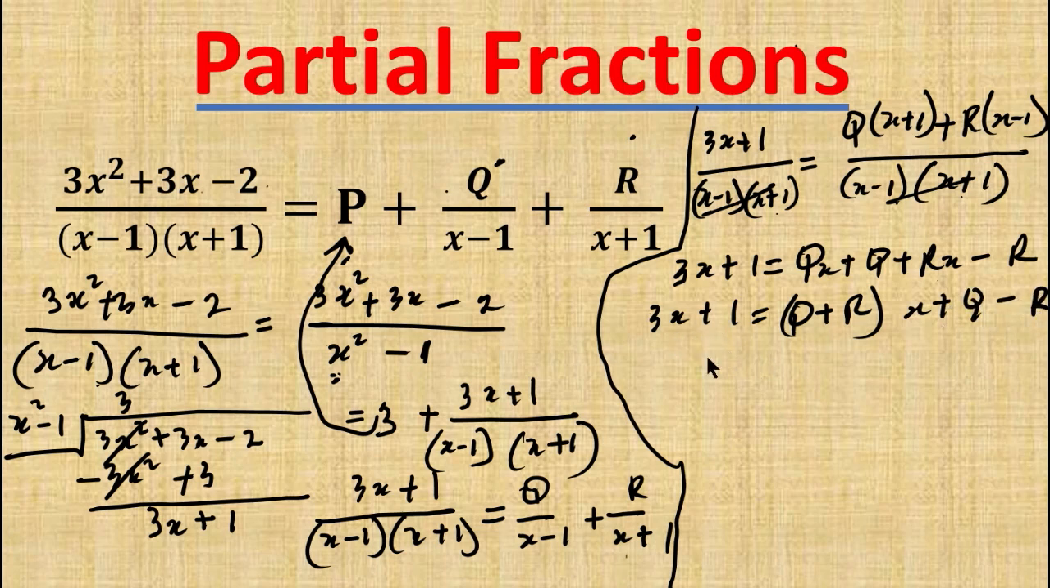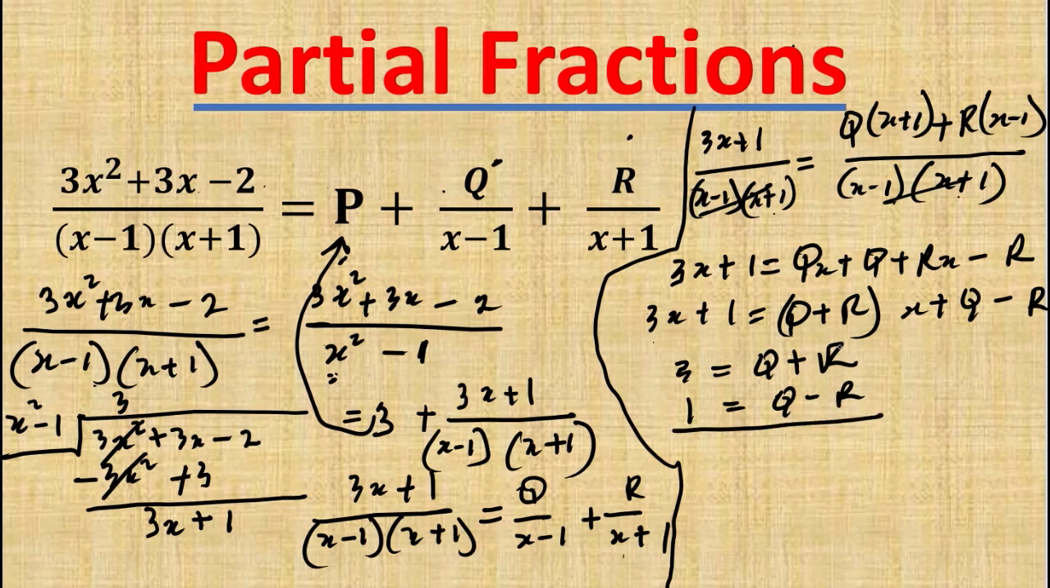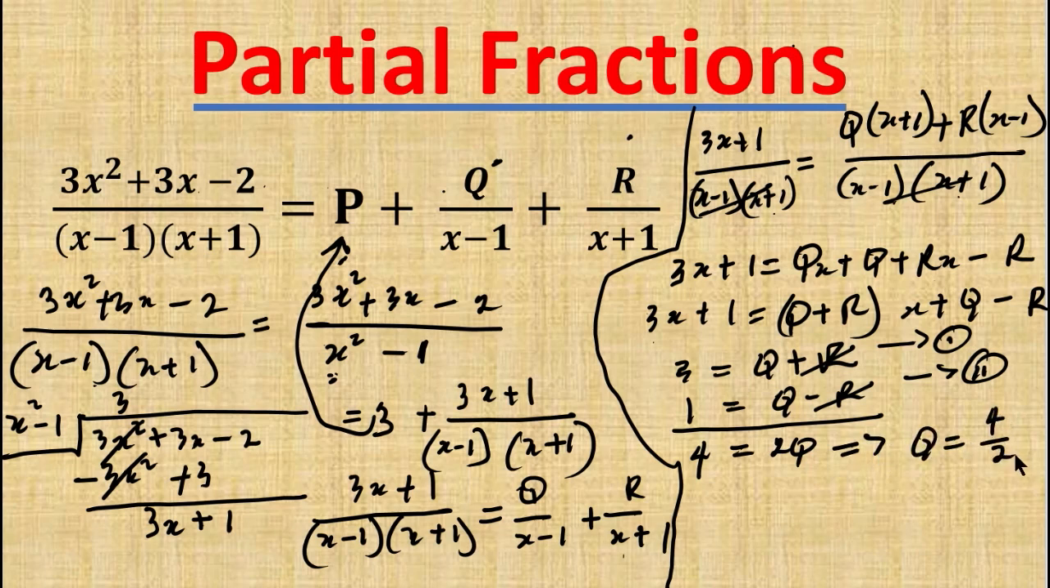Obviously, we can equate coefficients, so that 3 now will be the same thing as q plus r, while 1 will be the same thing as q minus r. Since I have plus r, I have minus r, I can simply eliminate. This is my equation 1. Let's call this equation 1. This is my equation 2. If I eliminate, r and minus r gives way. 3 plus 1, that's 4, is equals to 2q. Now this implies that my q obviously will be the same thing as 4 over 2. So that q here now is equals to 2.